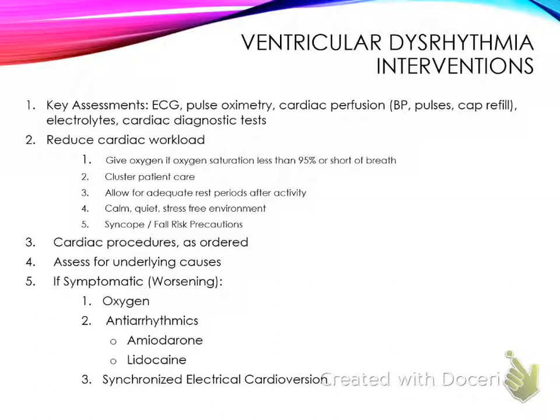But if we have PVCs or VTAC with a pulse, we will treat it with antiarrhythmics, and we recognize amiodarone from before, our potassium channel blocker, so we may be giving antiarrhythmics. The other one is lidocaine. Lidocaine is an antiarrhythmic that only works on the ventricle. It doesn't really work on the atrium, so we're not going to give it to an atrial arrhythmia, but we will give it to a ventricular arrhythmia, excuse me. And then its Edison is cardioversion.